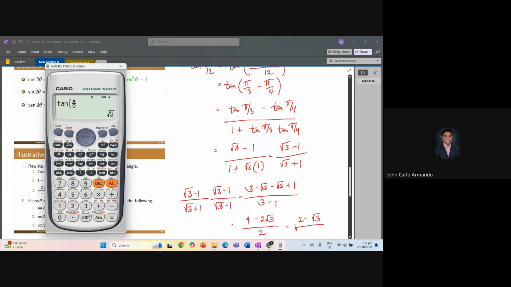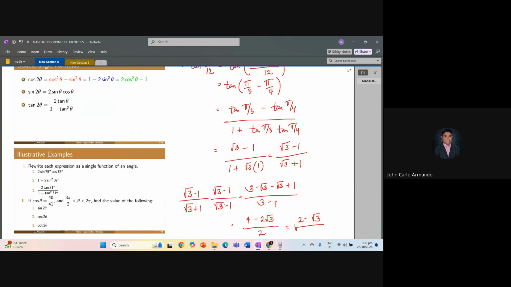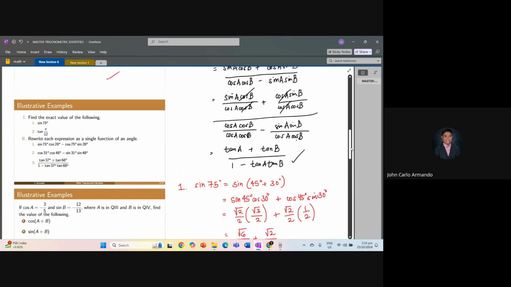We check. What is tangent pi over 12? As you can see, we arrive at the same result, 2 minus square root of 3. Do you have any question on that? Okay, nothing. So we go back.